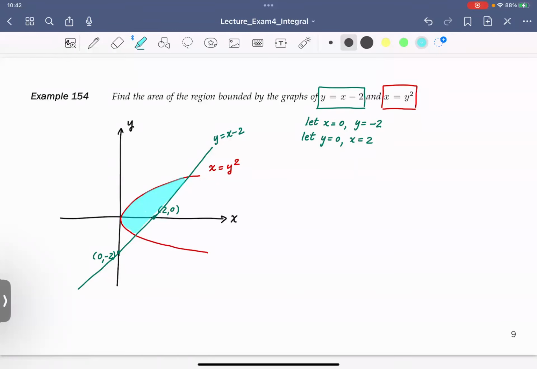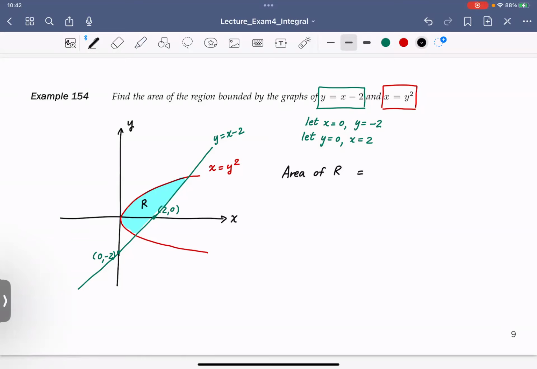Because this is the region bounded by the curve y equal to x minus 2 and x equal to y squared. So it's actually here. And now you want to find the area of R. So the area of the region R is going to be what?